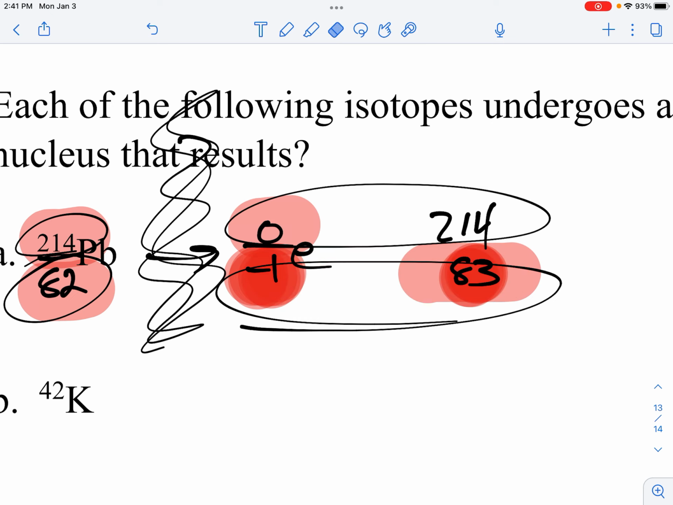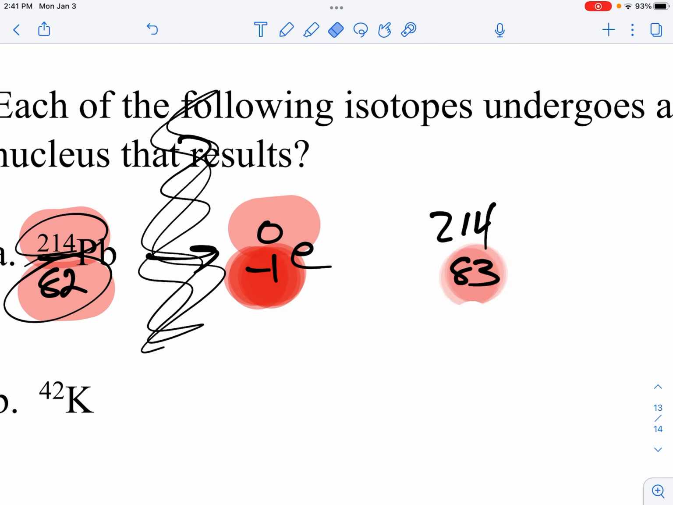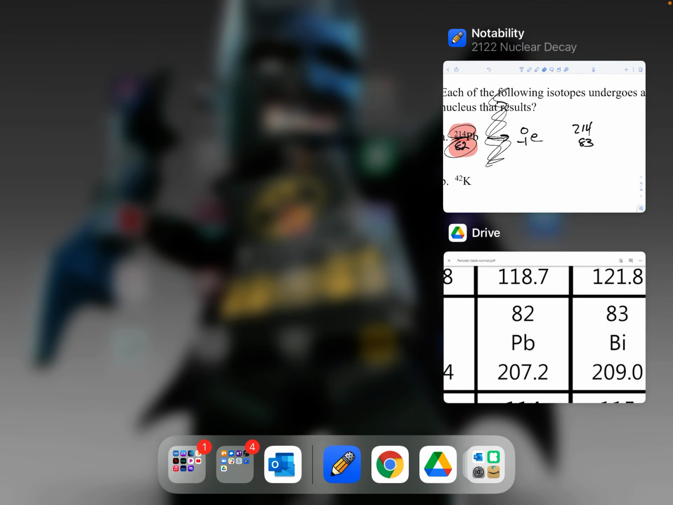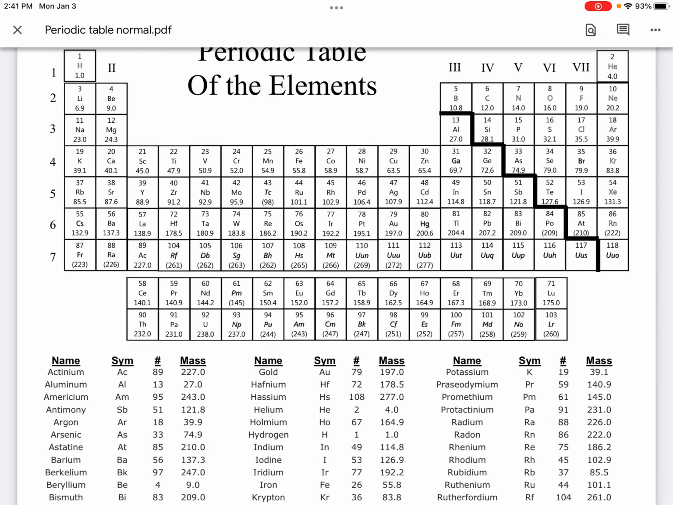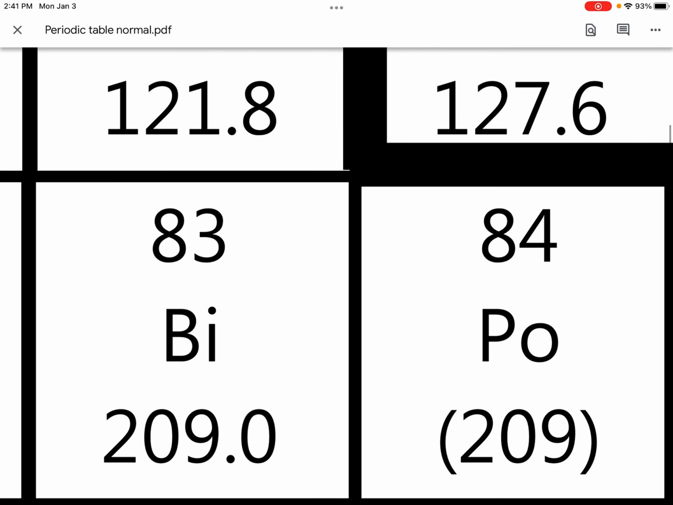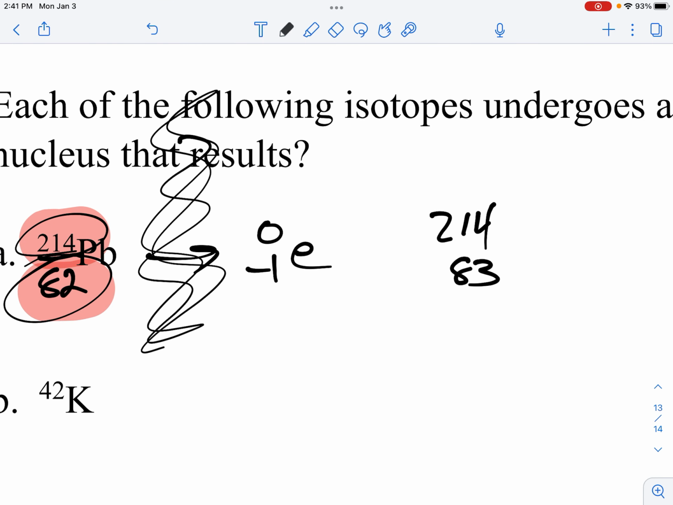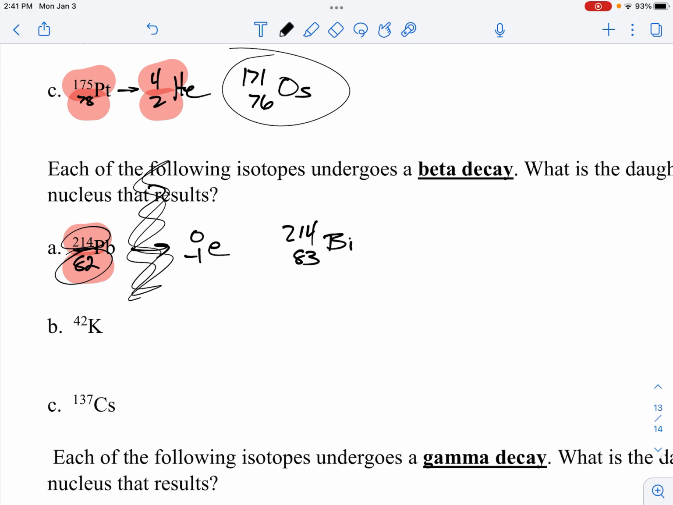So what element is now element number 83? Bismuth, I believe it is. There he is. Yes, bismuth. It's number 83. All right. What if I have some radioactive potassium from your banana that's going to undergo a beta decay? What's going to happen here?